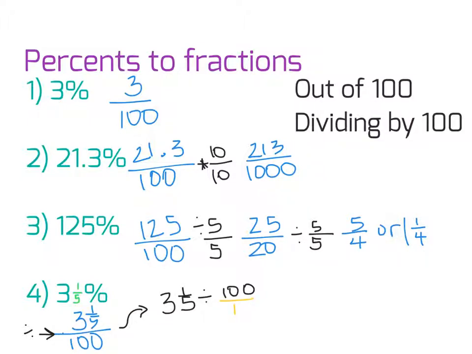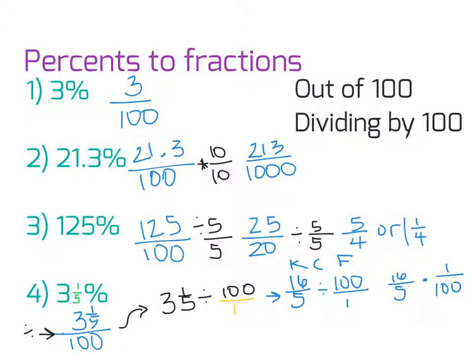Now, if we think about how we need to divide fractions, well, the first thing is I need to take this 3 1/5 and change it into an improper fraction. So 5 times 3 is 15, plus 1 is 16. So I have 16/5 divided by 100 over 1. And then I know I need to do keep, change, flip. So I'm going to have 16/5 times 1 over 100.